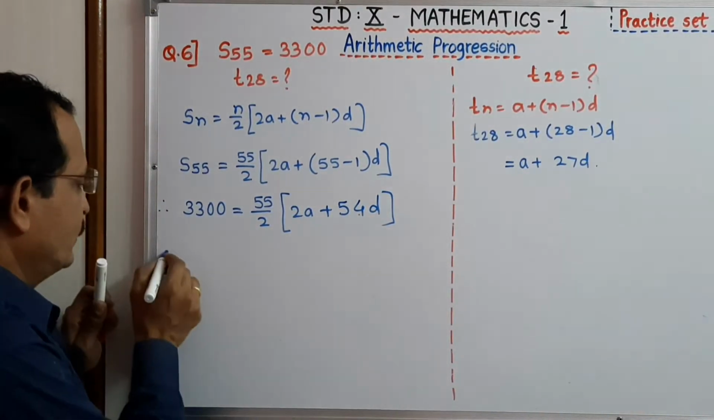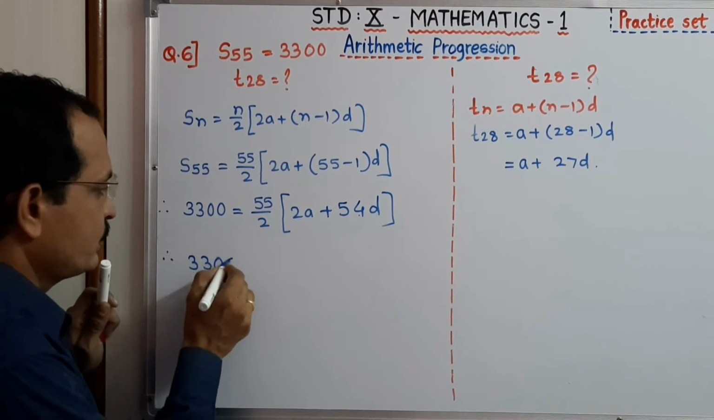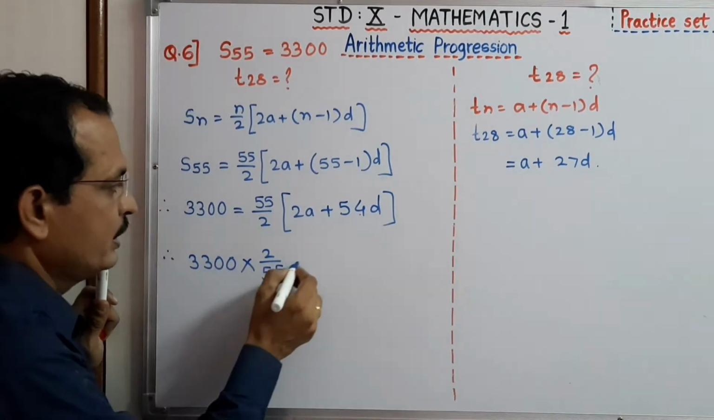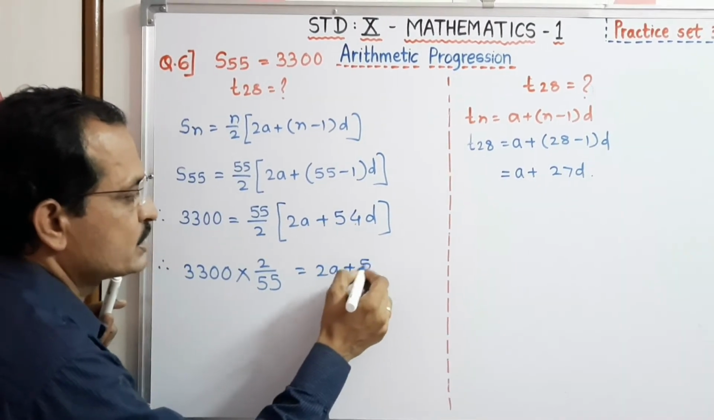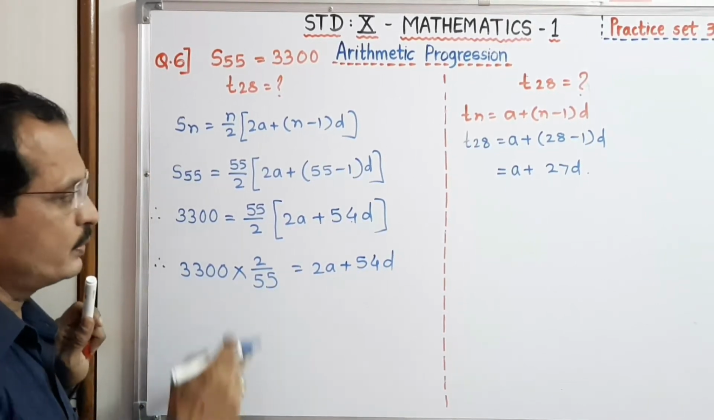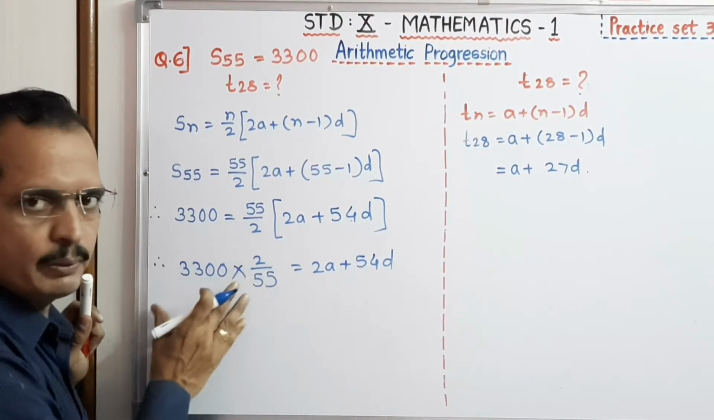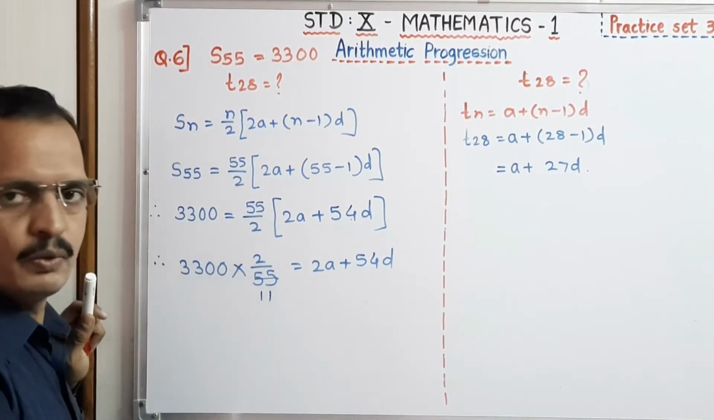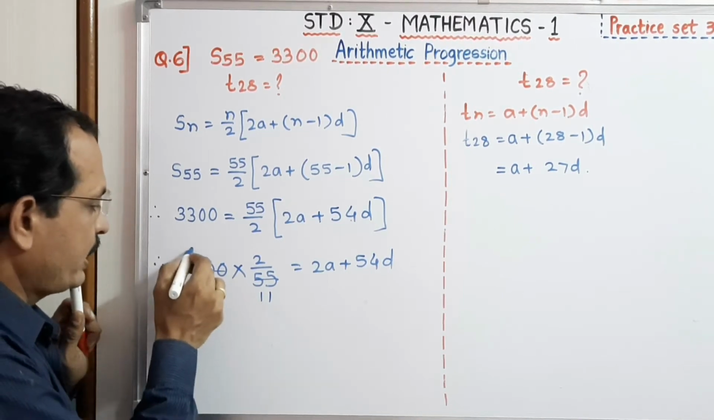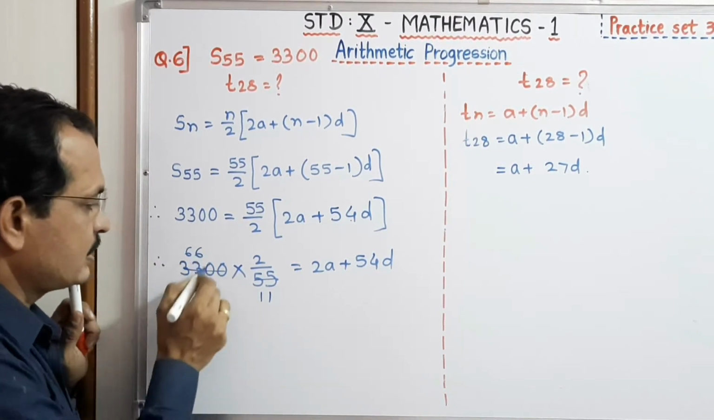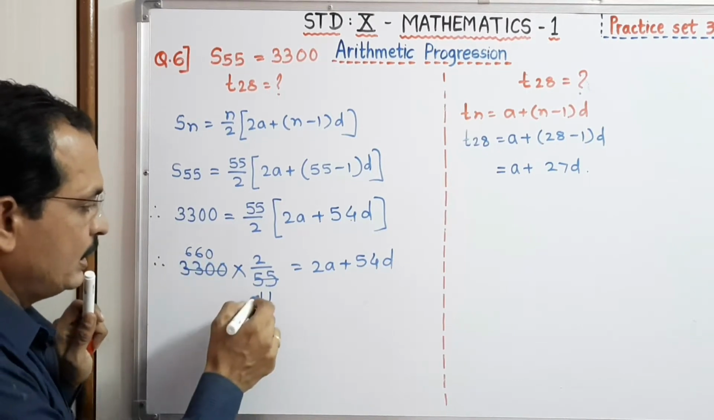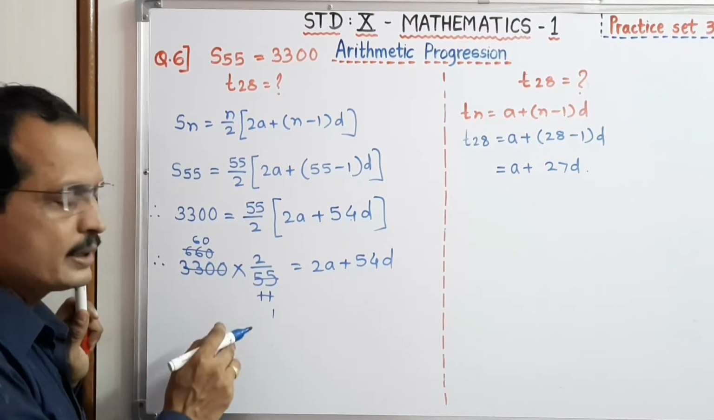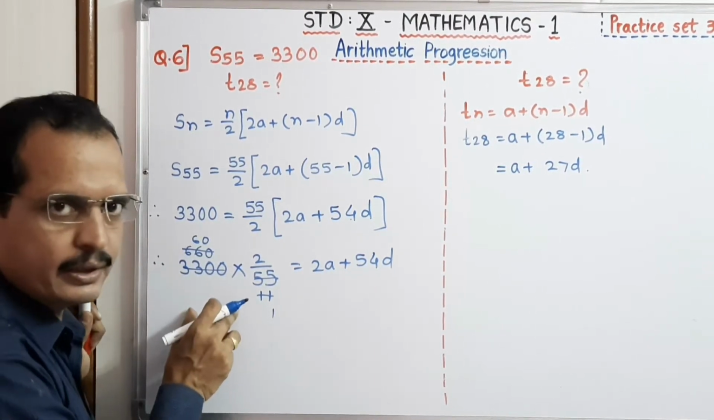Now see here, we can solve this. 3300 into 2 upon 55 is equal to 2a plus 54d. Isn't it? We take out this 55 upon 2 here, it will become 2 upon 55. Now we can simplify this. 5 1s are 5, 5 6s are 30, and here it is 0. 11 6s are 66 and 0. Got it? In exam you do not have to do it like this, you have to do it on a rough page.